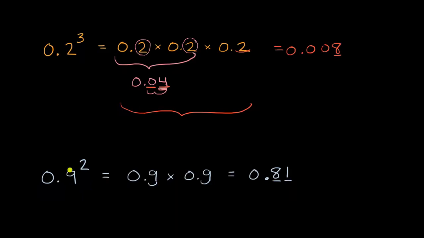But there you go. Taking exponents of decimals is the same as when we're taking it of integers. It's just that in this case, you have to do a little bit of decimal multiplication.